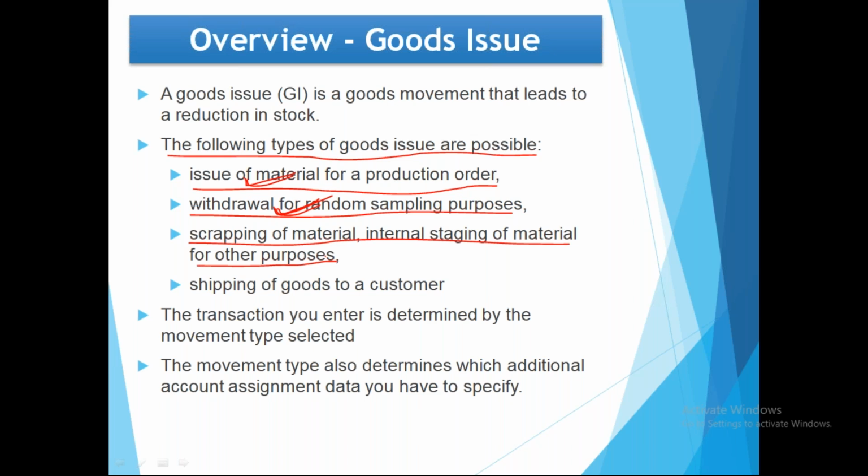And scrapping of material, internal staging of material for other purposes. Let's say in your company there is some material, you decided that it no longer can be used, so that time you will do the scrapping of the material. That also comes under goods issue. And shipping of goods to a customer. You have manufactured a product, and we will issue the product to the customer. So that time it is called goods issue to the customer.